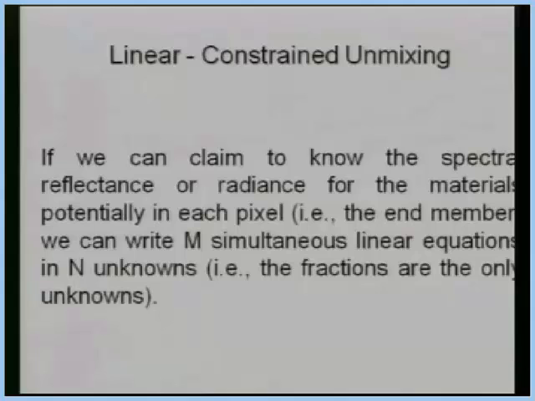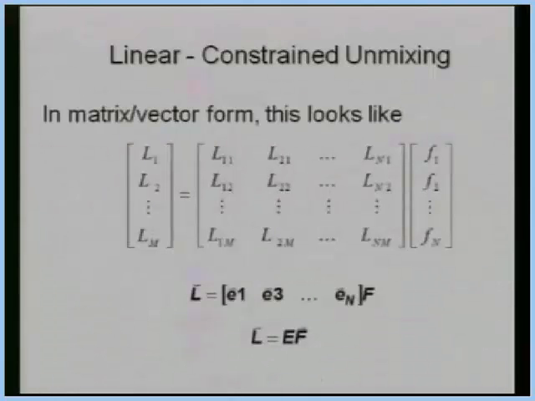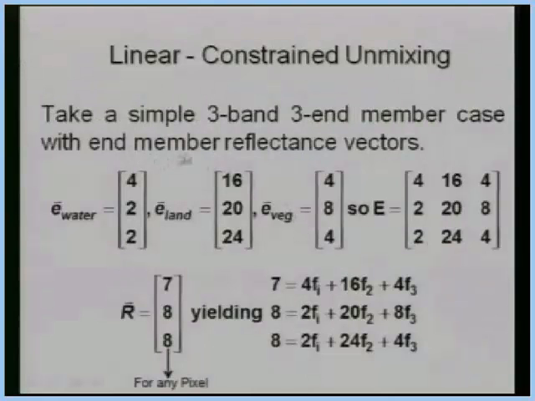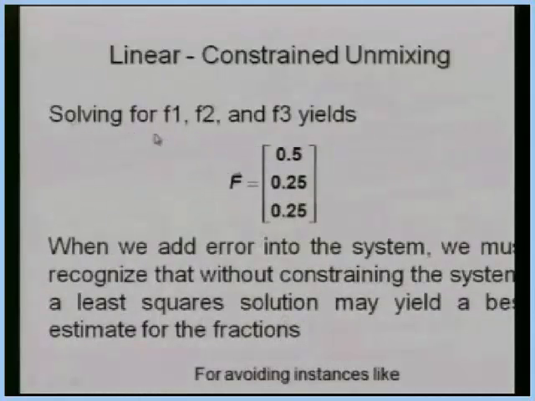If we can claim to know the spectral reflectance or radiance for the materials potentially in each pixel, that is the endmembers, we can write M simultaneous linear equations in N unknowns, that is, the fractions are the only unknowns. This is in the matrix notation. This is for a 3-band, 3 endmember case, for doing the matrix manipulation, for solving for F1, F2, F3, which will be the fractional values.